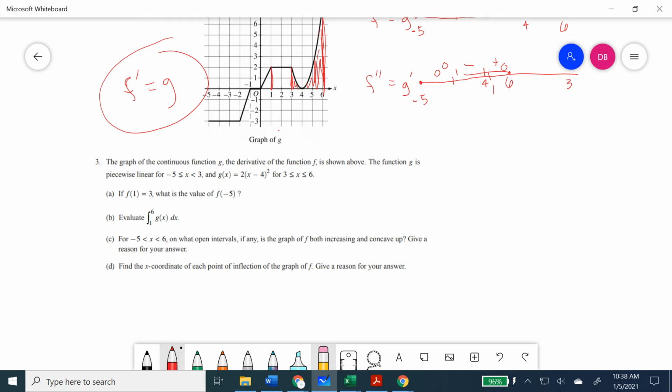And now part C. On what open intervals, if any, is the graph of f both increasing and concave up? Give a reason for your answer. I'm going to actually start with the reason.